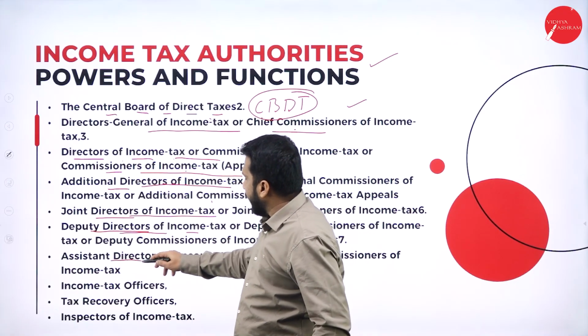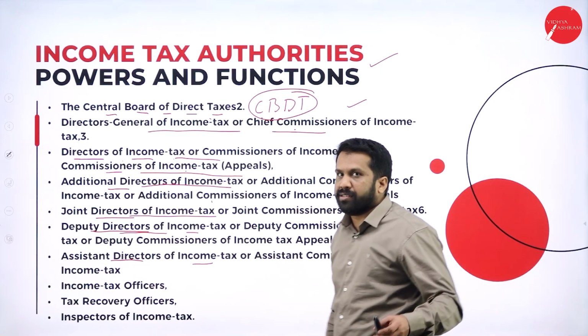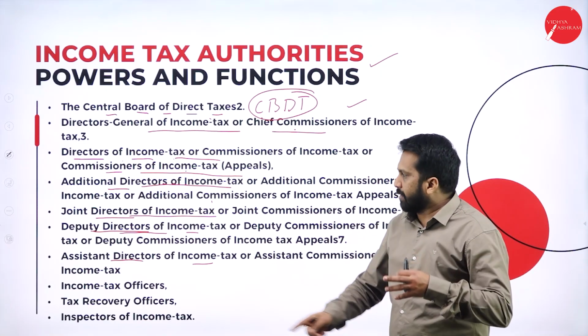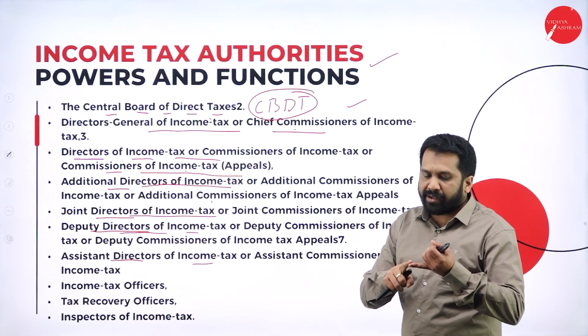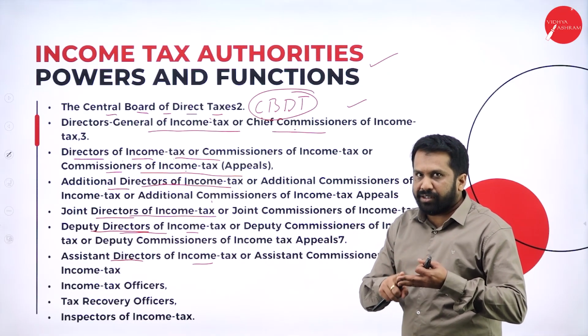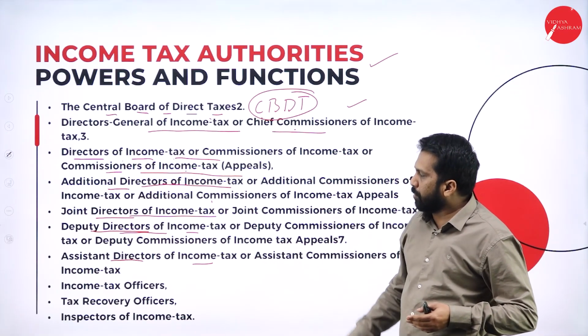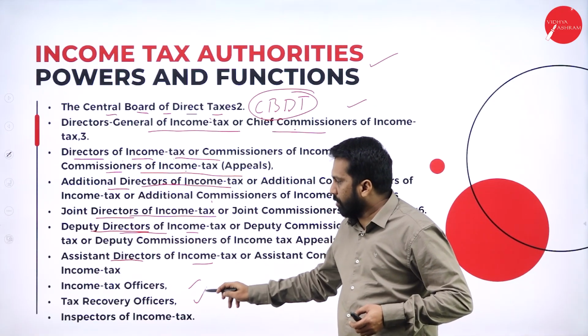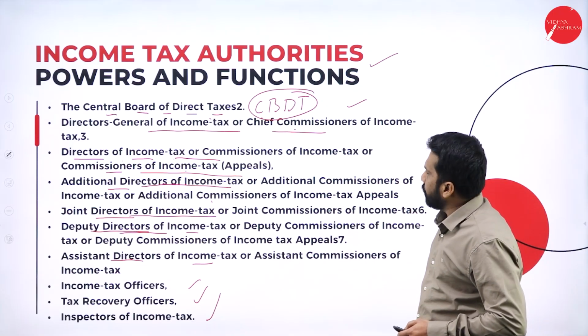Again, Assistant Directors of Income Tax, done. You get almost 6 to 7 points by writing income tax. Everywhere the prefix will be income tax: Joint Director, Deputy Director, Additional Director, and Commissioner, Director. All these are your points. Income Tax Officer, Recovery Officer, Inspector. Hope you are clear. Yes, I'll go to the next one.